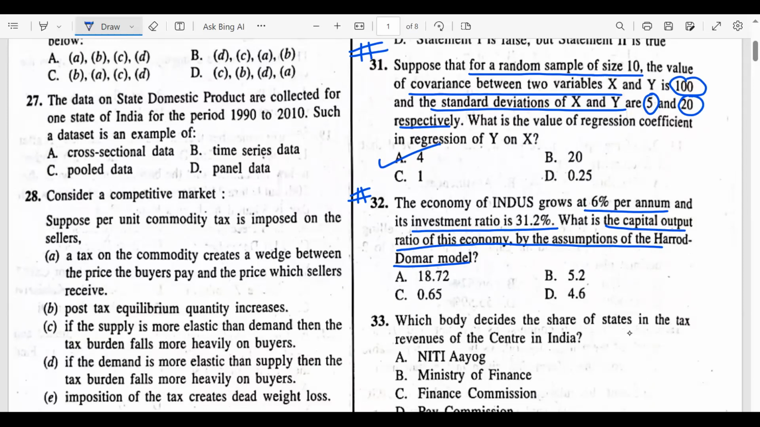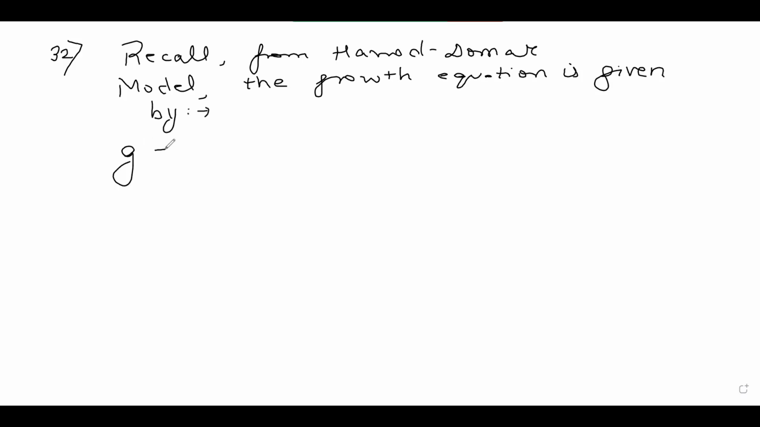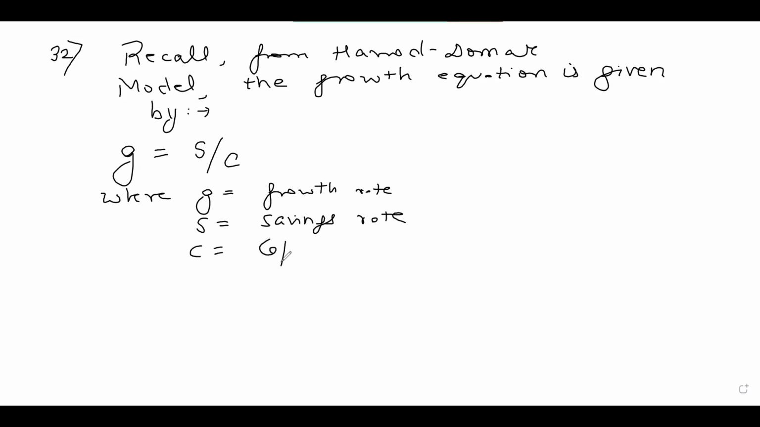erasing all this off, let's look at problem number 32. So recall from the Harrod-Domar model, the growth equation is given by G is equal to S by C, where G denotes the growth rate, S denotes the savings rate, and C denotes the capital to output ratio.